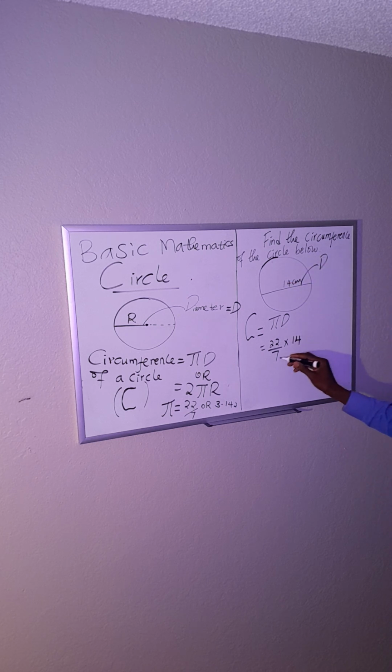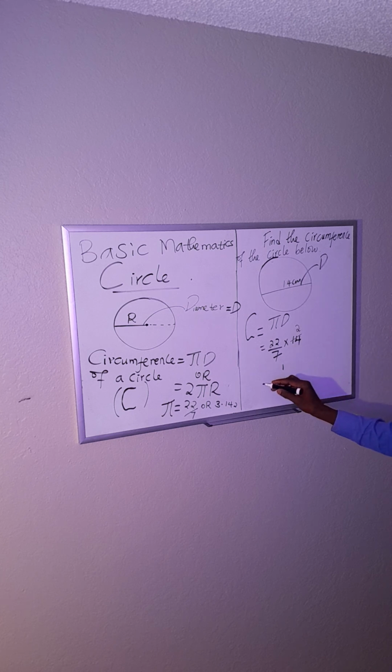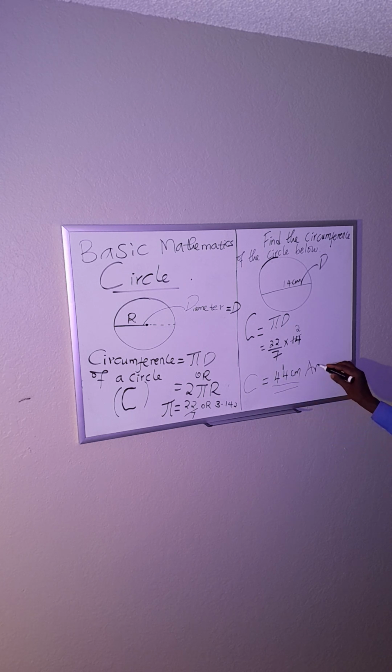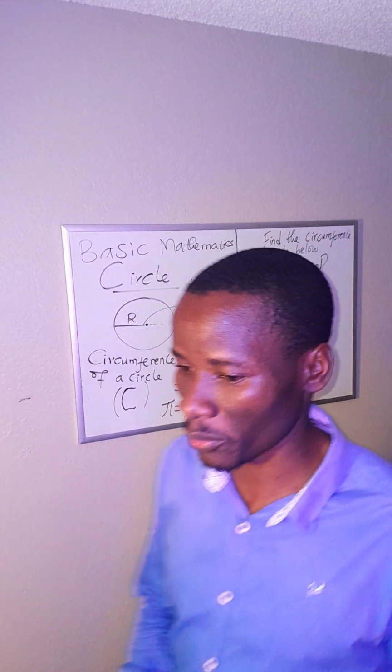So times 14. 7 into 7 is 1. 7 into 14 is 2. When I multiply that, I get 44 centimeters. Since we are looking for circumference, 22 times 2 is 44 centimeters. And this becomes our circumference of this particular circle. The next thing that I want to teach you is how to find the area of a circle. I believe this is clear, and you can follow through to help you to revise.